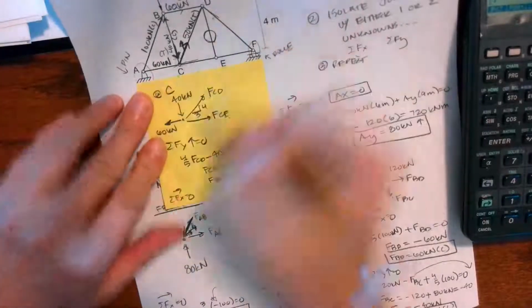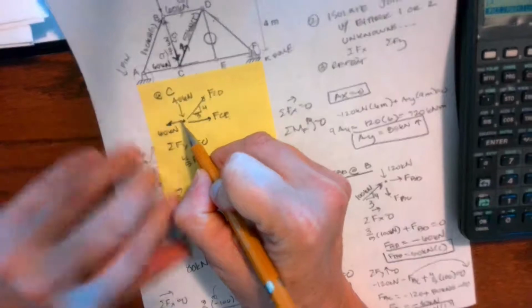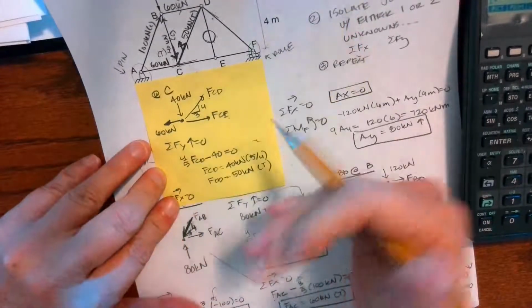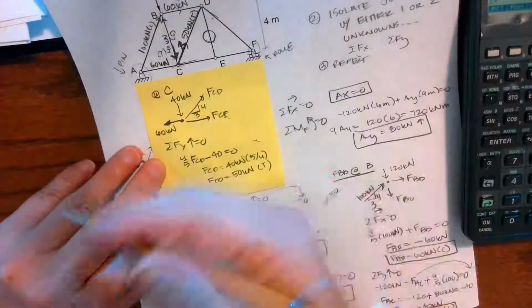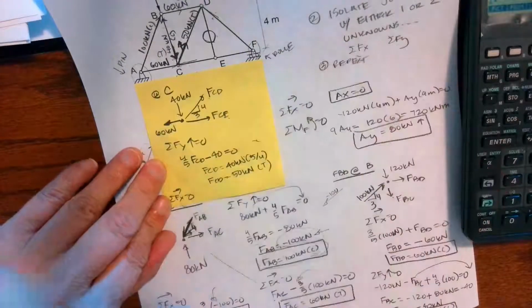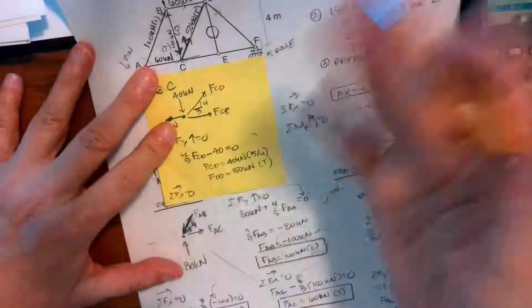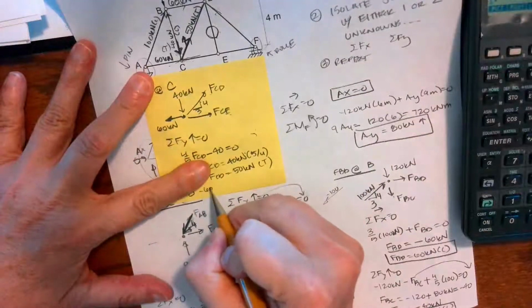And I have 60 kilonewtons. It is in tension. Behaviorally, it's like positive. But for equilibrium, which is not behavior, it's the rules that we're using for math, this is going to be a negative 60 kilonewtons.